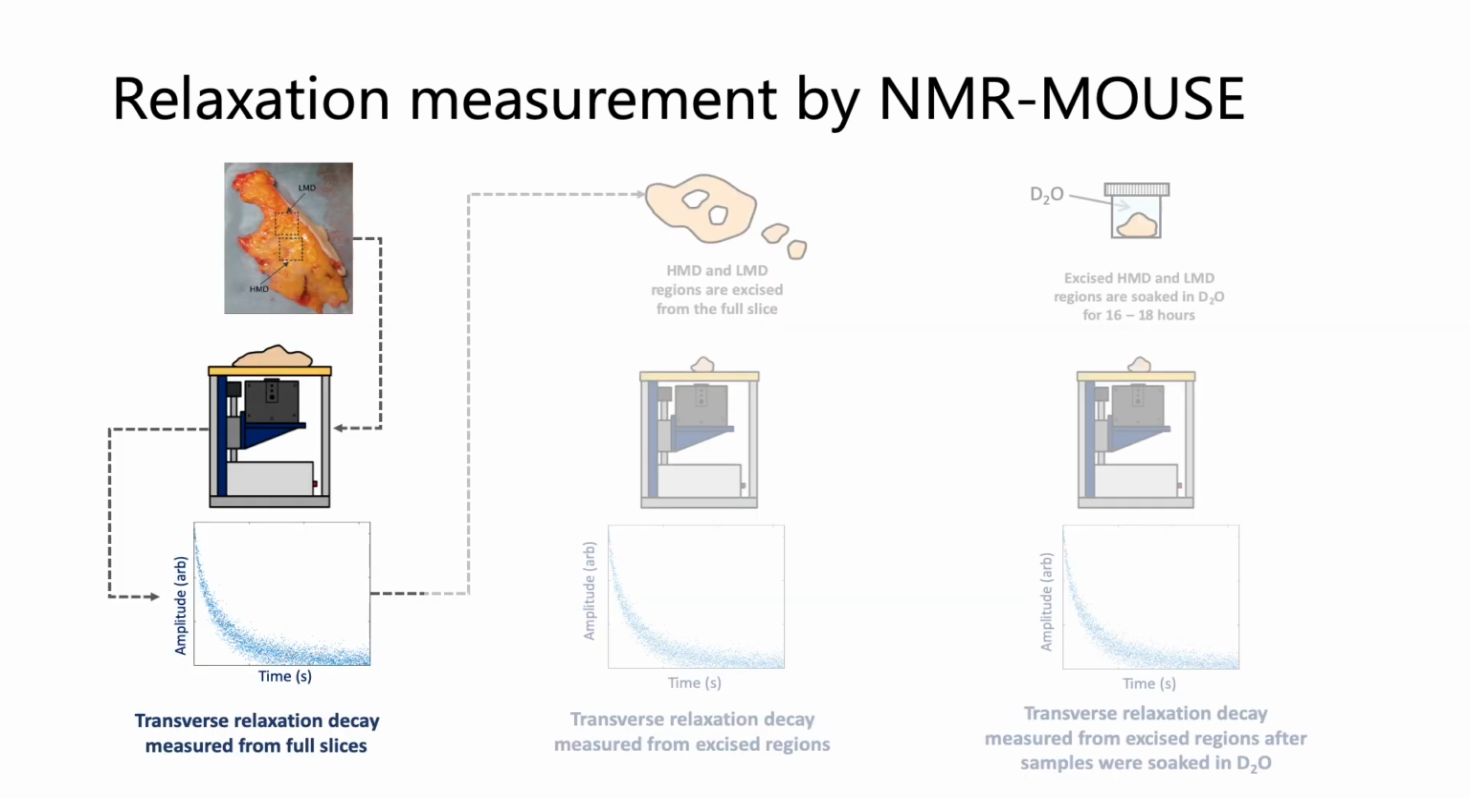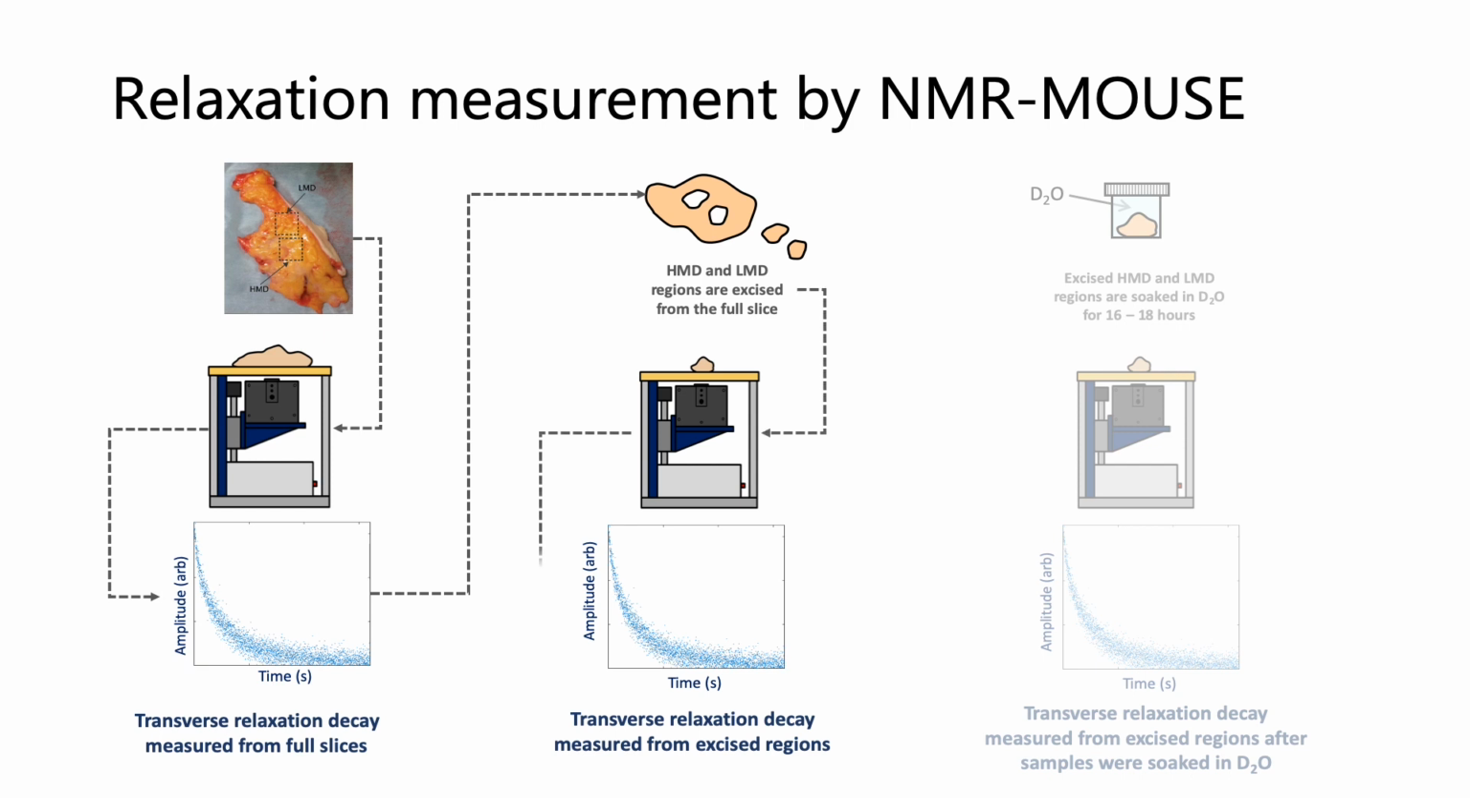First, we obtained transverse relaxation decay from the full slice samples as we have shown in the last slide. After that, the regions with high mammographic density and low mammographic density were excised, as you can see in this image here. The excised regions were placed on top of the NMR-MOUSE and a transverse relaxation decay was obtained for each sample.